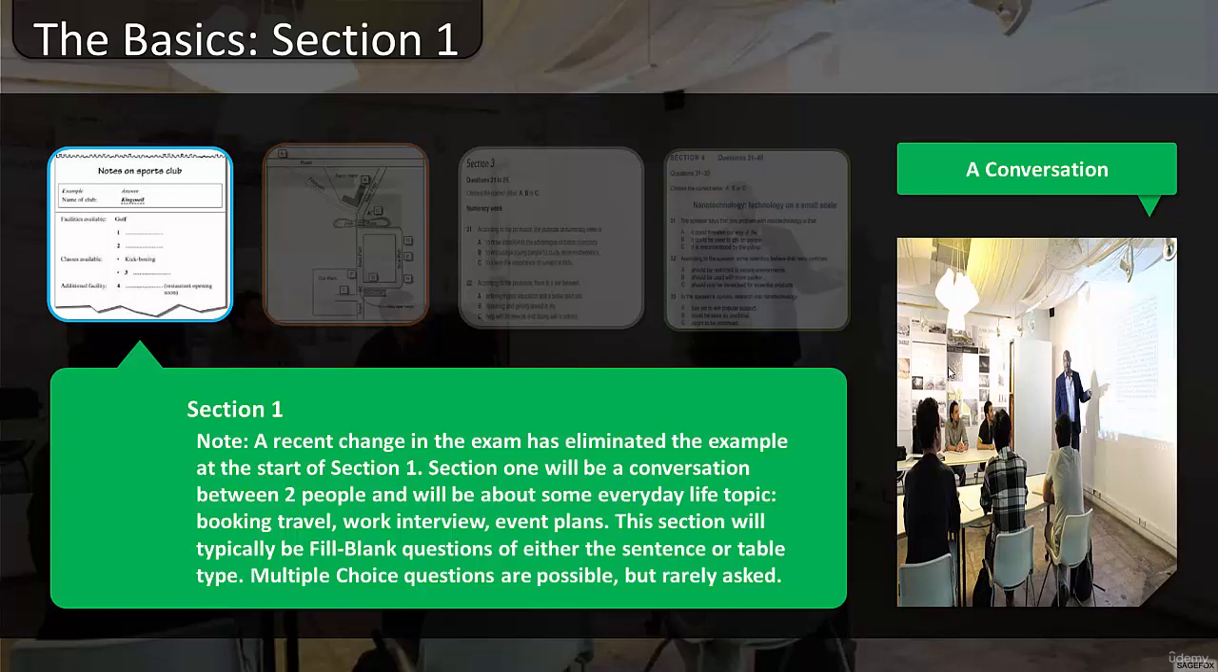Now, section number 1 will be a conversation between 2 people, and it will be on some everyday life topic: booking, working, event plans. Typically, it will be a fill-the-blank question. However, it is possible for you to receive some simple multiple choice type of questions also.